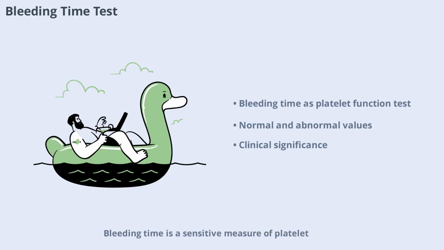Bleeding time is a sensitive measure of platelet function and is directly related to platelet count. Normal bleeding time is 2 to 8 minutes, and values over 10 minutes indicate increased risk of bleeding. Various methods such as Ivy, Duke, and template are used to measure bleeding time. The test should be performed by expert technicians, as small differences in technique can significantly affect outcomes.